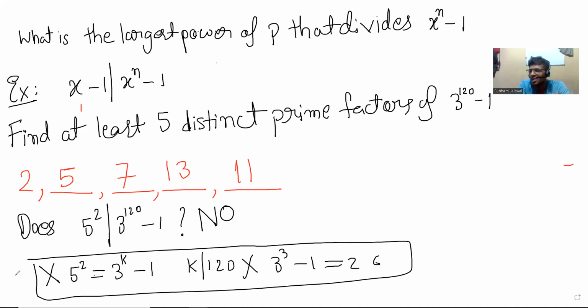Not all factors of 3 to the 120 minus 1 are of this nice form 3 to the k minus 1. This is what polynomial theory is giving us. But numbers are much more random. Do you see the point? Does everybody understand this? And Ishana, do you see the point? This is not all factors. Just because 5 square cannot be written like this doesn't mean 5 square is not a factor. It could have all kinds of other factors.